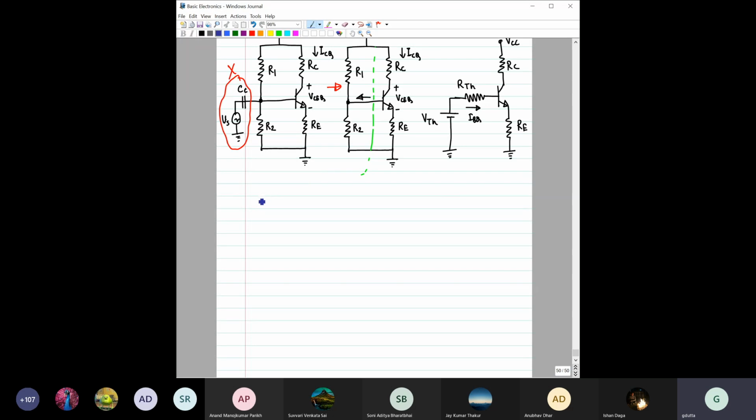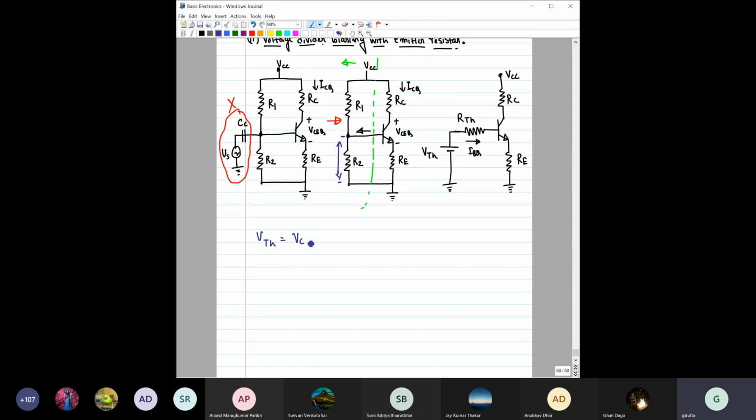We can write the Thevenin equivalent voltage VTH. VTH would be the drop across this, and that drop would be equal to VCC into R2 by R1 plus R2. What would be the equivalent resistance? For that, you have to remove VCC. Then this part is grounded, this part is grounded, and you are looking from here. So R1 and R2 are in parallel, so RTH would be equal to R1 parallel R2.